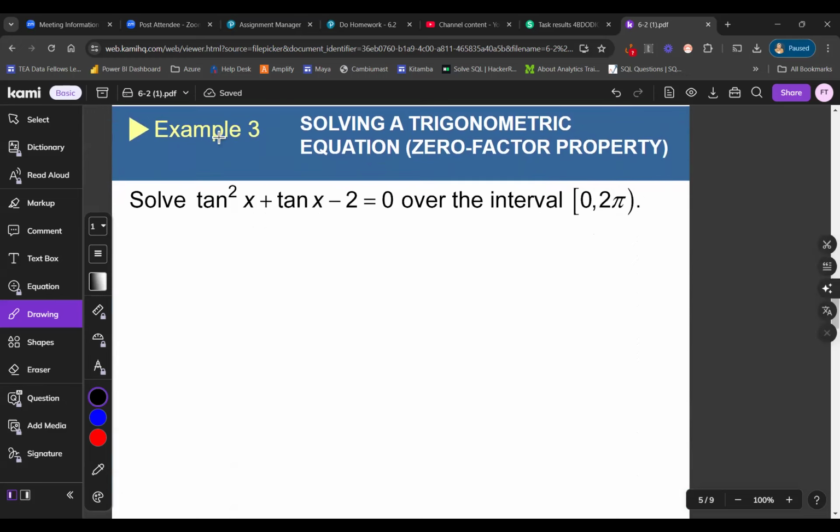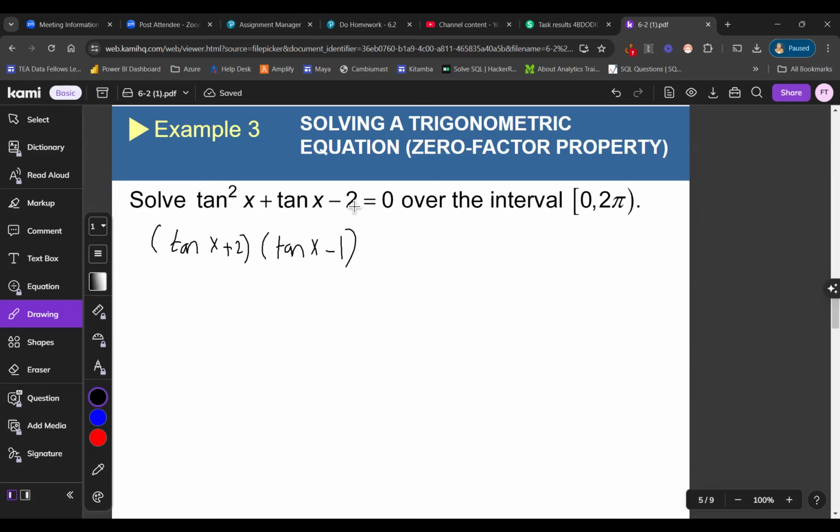For example 3, we have a quadratic equation. Whenever the question is in the form of a quadratic equation, 95% of the time we're going to go through factoring. So we want to solve tangent squared x plus tan x minus 2 equals 0 over this interval. The interval is 0 to 2 pi, 0 is included, but 2 pi is not included. Since it's a quadratic equation, I'm going to try to factor this. And I can factor this as tan x plus 2 and tan x minus 1.